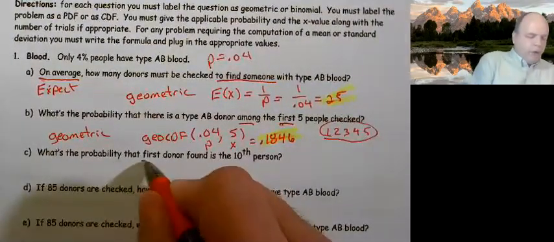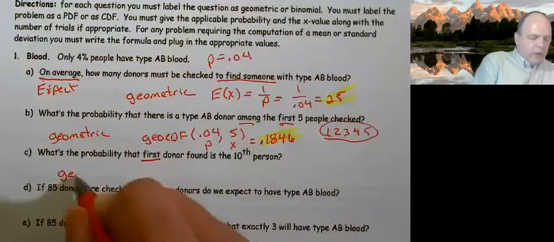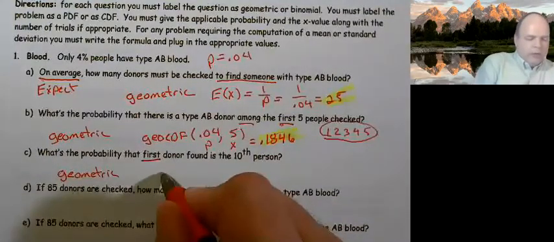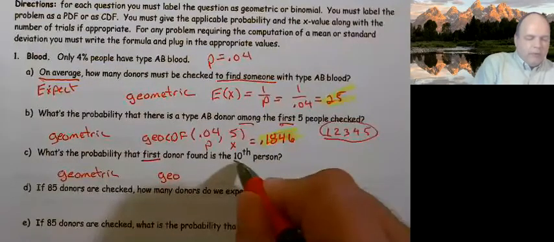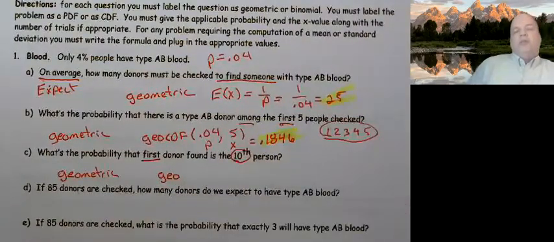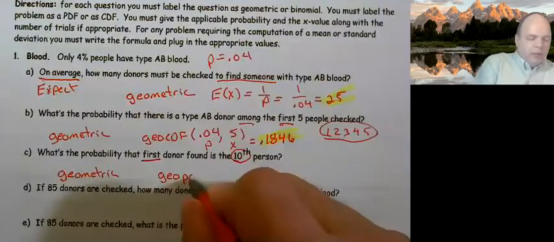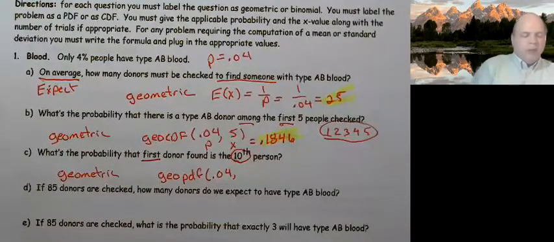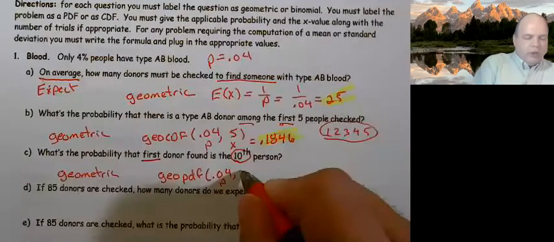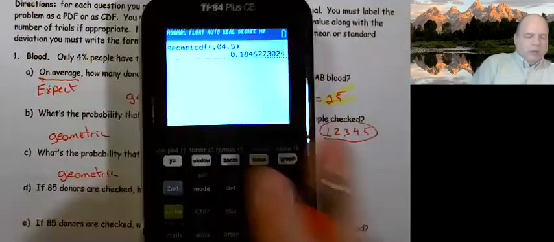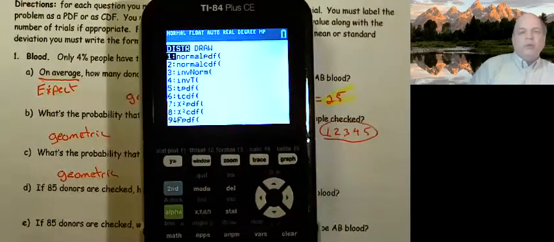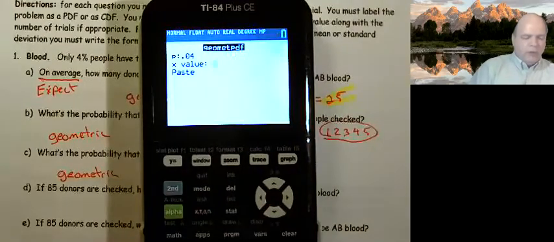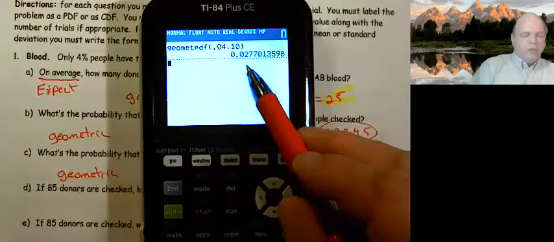All right, so what is the probability that the first donor is found on the 10th person? Once again, we have the word first. First tells me that I'm working with a geometric. So I know that on the calculator it is going to be a geo something, but it has to be specifically the 10th person. Because it's a specific number, this is going to be a PDF. My probability is still that 0.04 that they gave us in the problem stem, and my X value is going to be 10. So second, vars, geometric PDF, probability is 0.04, X value is 10. And we get 0.0277.